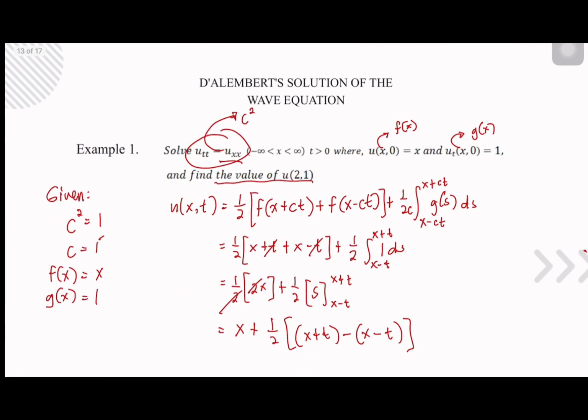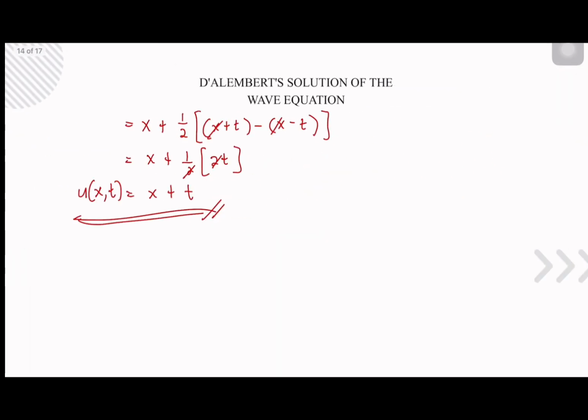Since we need to find the value of u of 2, 1, we just need to substitute it, so 2 plus 1, this number 2 will be our x value, and 1 is our t value. So our u of 2, 1 is equal to 3. That is the final answer.